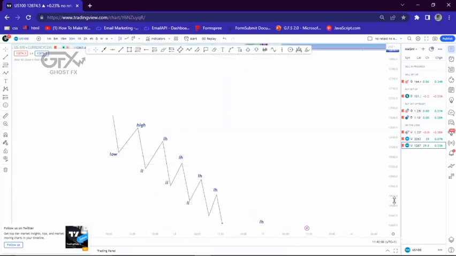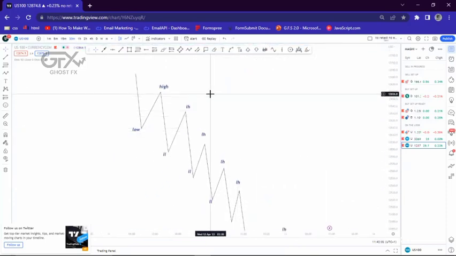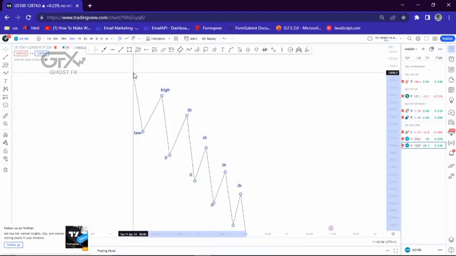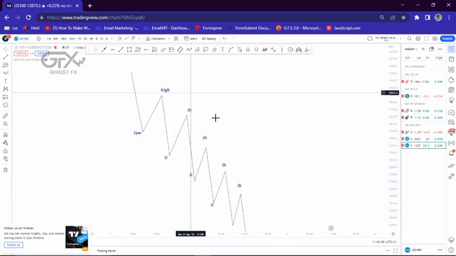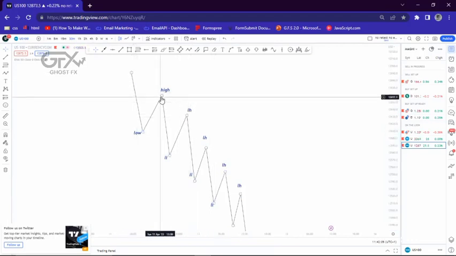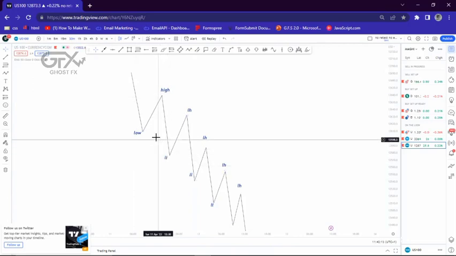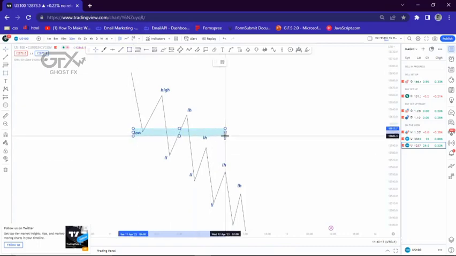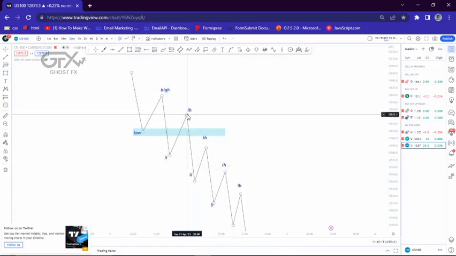Now, with the previous knowledge we have, if you understood that previous video I just made, you would know clearly that, like I said, a high is formed. Now a new low is formed that broke the previous low. So this is our previous low in and around here. So price broke it, price retesting it.